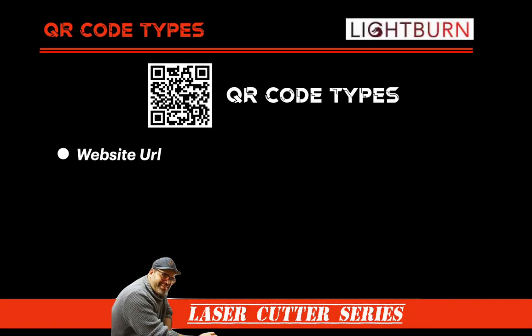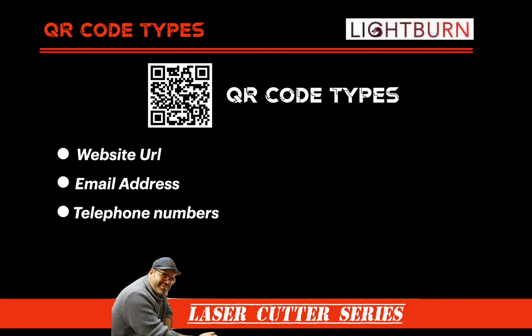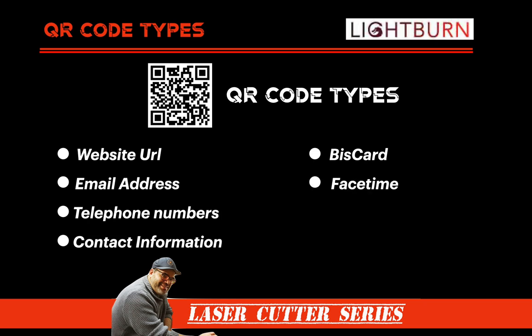QR codes can embed information such as a website URL, an email address, telephone numbers, contact information, cards, FaceTime links, map locations, calendar events, and more. They can even help someone connect to a Wi-Fi network by sharing the configuration details in the QR code. For more information about how to set up these different QR code formats, check out the link in the description below.